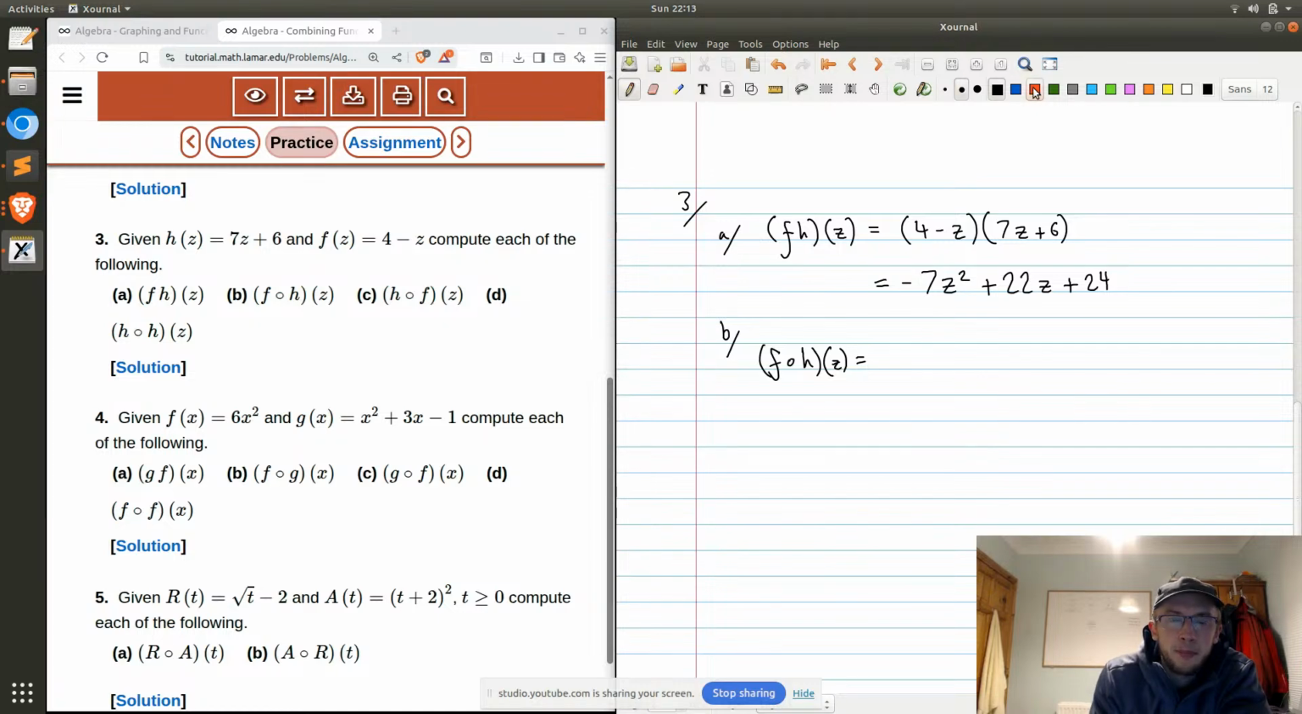So I'm going to do, here's what f usually looks like, but where I see the input z, I replace it with h, and I do it in blue. Just like that. And then I compute it. Negative 7z, 4 minus 6 is minus 2, just like that.